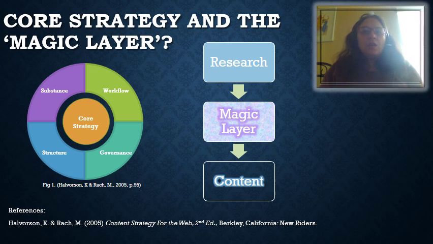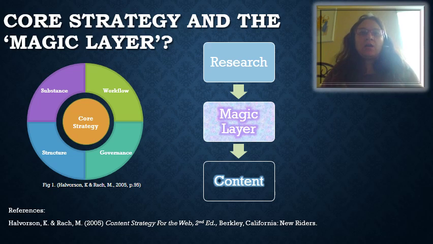So core strategy is basically, I think of it kind of like a mission statement in a way. It's that central idea about what the company stands for and what we're doing here. Therefore, when you're deciding what content should stay or go, or what needs to be added or taken away, it all has to do with that core strategy or central idea and culture of the company. So from that, things get built on top of that.